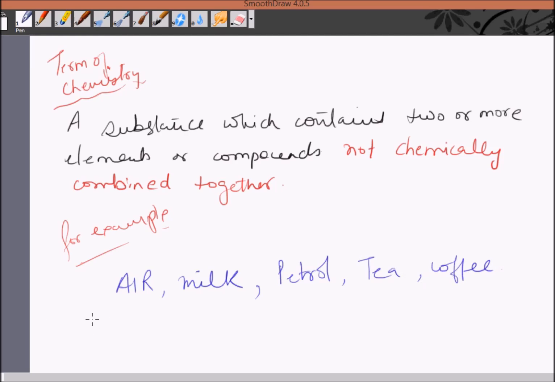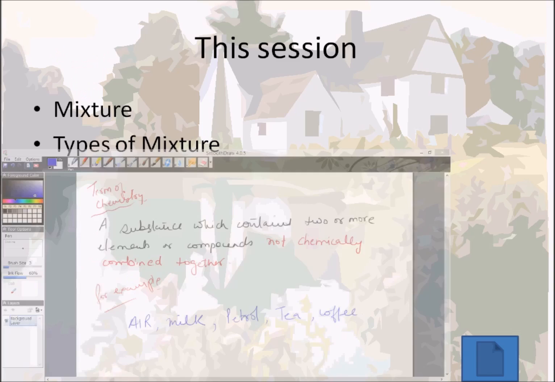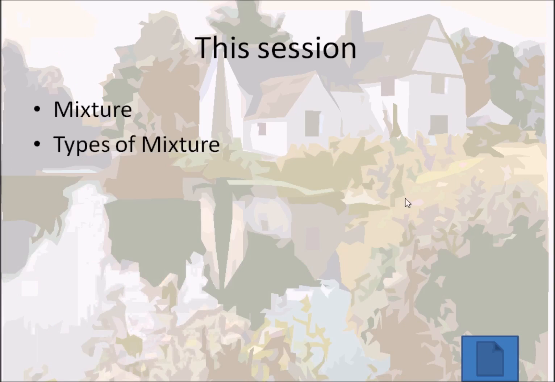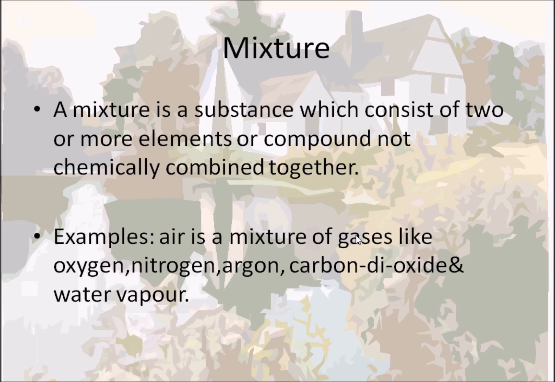So friends, now let's discuss the new session. Now you are able to define the mixture. As a definition, we'll say that a mixture is a substance which consists of two or more elements or compounds not chemically combined together. For example, air is a mixture of gases like oxygen, nitrogen, argon, carbon dioxide and water vapors.